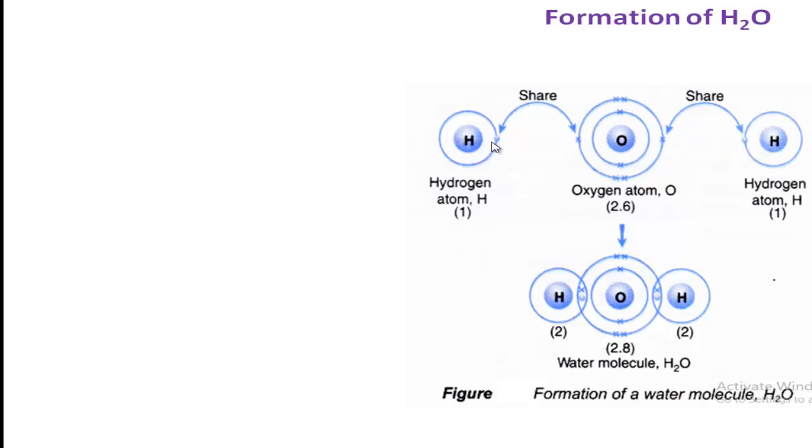So this 1 electron of hydrogen is shared with 1 electron of the oxygen atom, and also this other hydrogen atom shares its 1 electron with another electron of that oxygen atom. That means on 2 sides electron sharing is occurring, and this way the water molecule is formed. So on 2 sides of the oxygen atom 2 covalent bonds are formed, and a total of 4 electrons, or 2 pairs of electrons, are taking part in this bond formation of the water molecule.